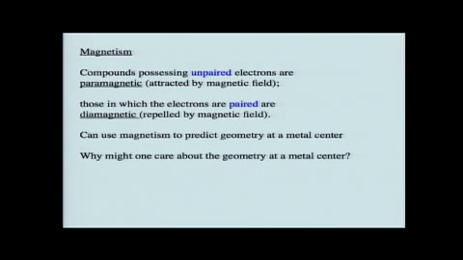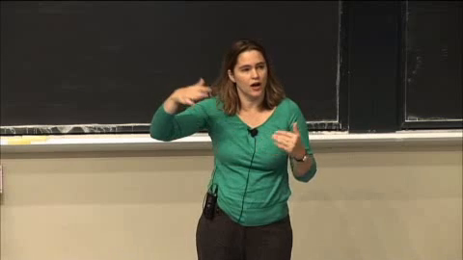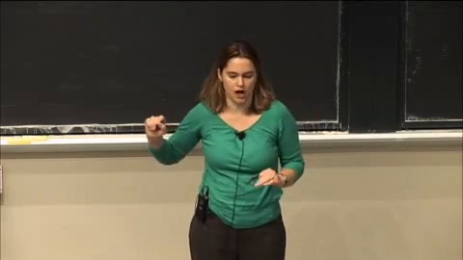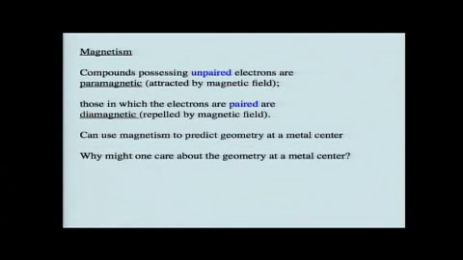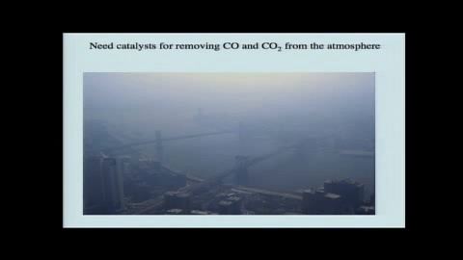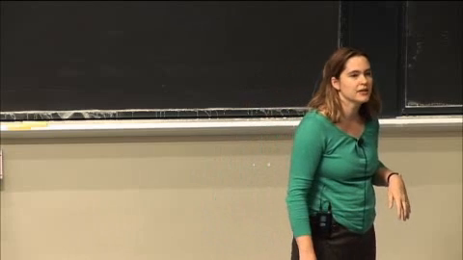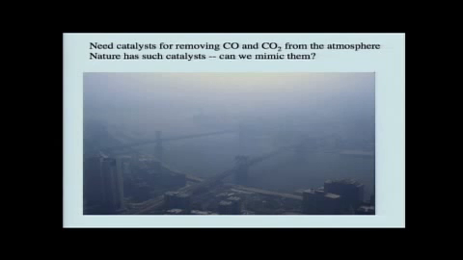By the end, we're going to talk about different types of energy orbitals when you have different geometries. So why might you care about the geometry of a metal center? Well, people who study proteins that have metal centers care a lot about the geometry of them. Let me give you one example. We've talked a lot about energy in the course this semester. We need catalysts for removing carbon monoxide and carbon dioxide from the environment, and nature has some of these. They have metal cofactors in proteins that can do this, and people have been interested in mimicking that chemistry to remove these gases from the environment.